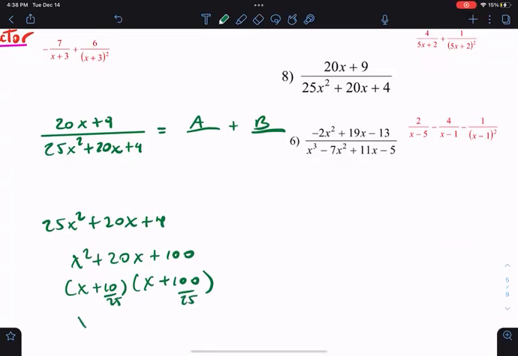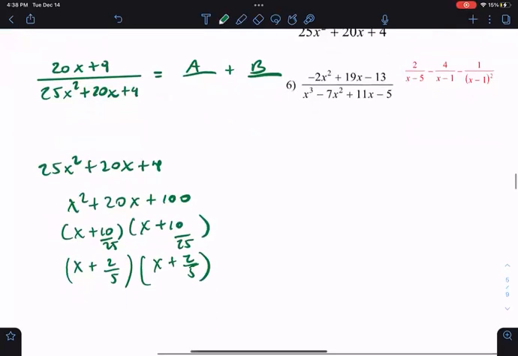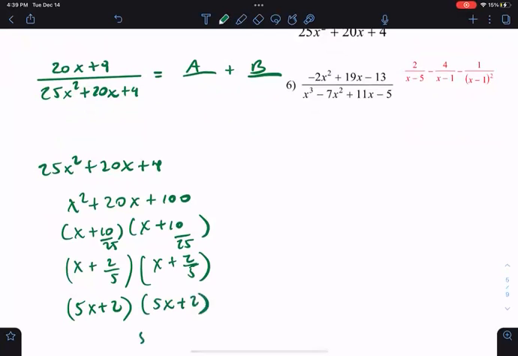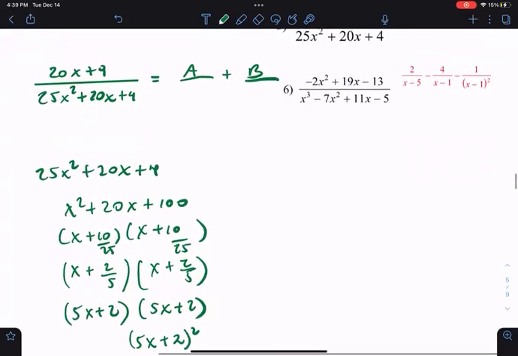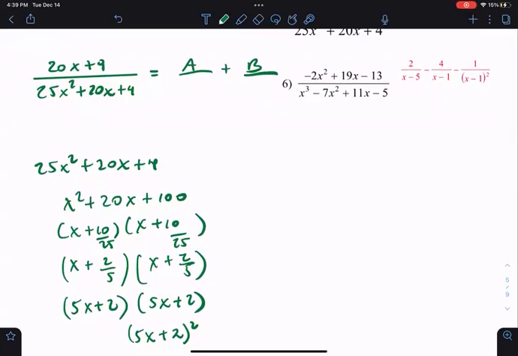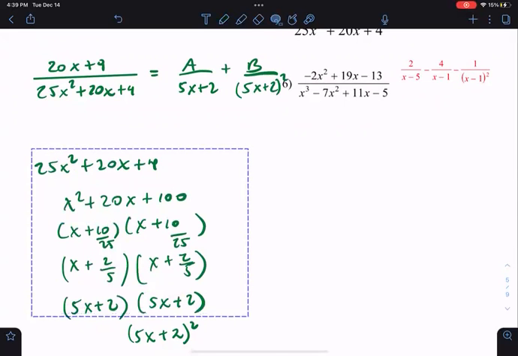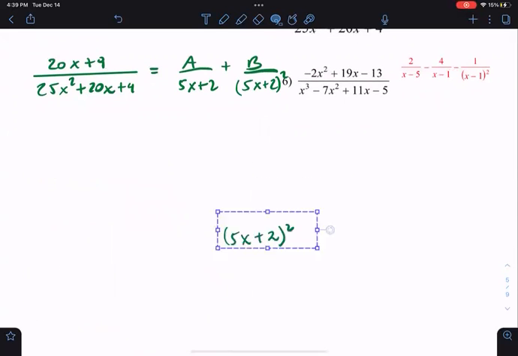25, 25. And here you're going to get 2 over 5, and this is going to be 2 over 5. And if you multiply both sides by 5, 5x plus 2 is the factored form, right? Since you have 2 copies, you just need to write it once with the second power. So this is going to be a repeated linear factor, right? So we need to write here 5x plus 2 once. And then because this is to the second power, we need to write 5x plus 2 twice, right? So that's the expression.